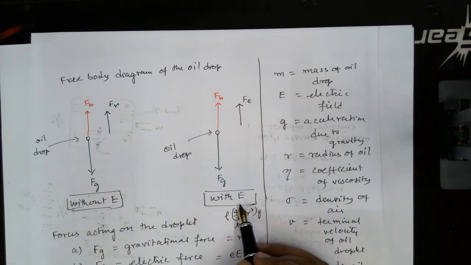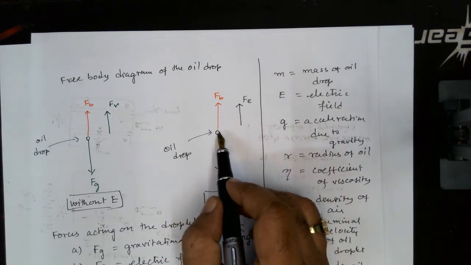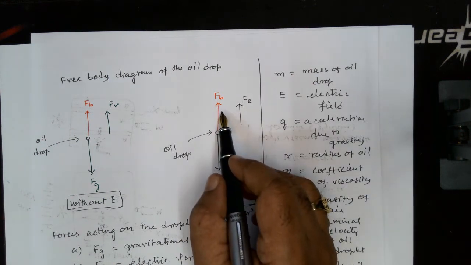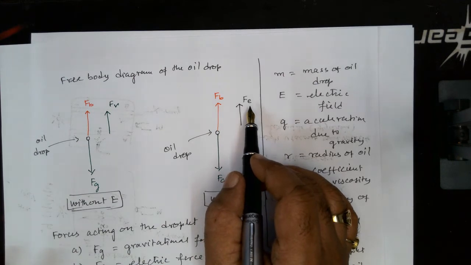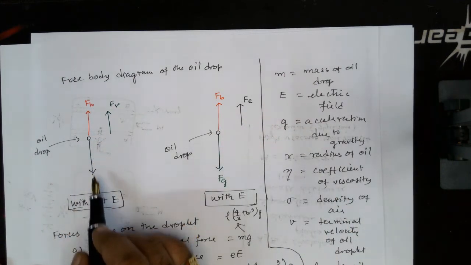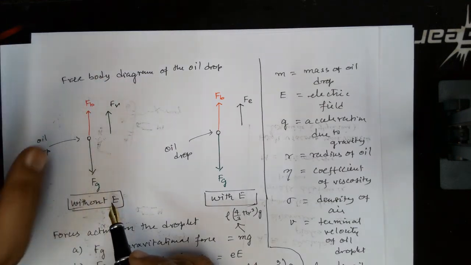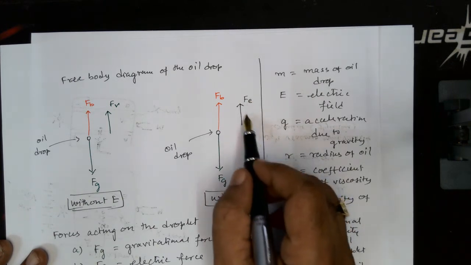With electric field means there are two forces influencing on the descending oil droplet. One is buoyant force, the second one is electric force only. Whereas in the case of the descending of oil droplet without E is controlled by two factors. One is buoyant force, another is viscous force. So here we are replacing this with this electric force.